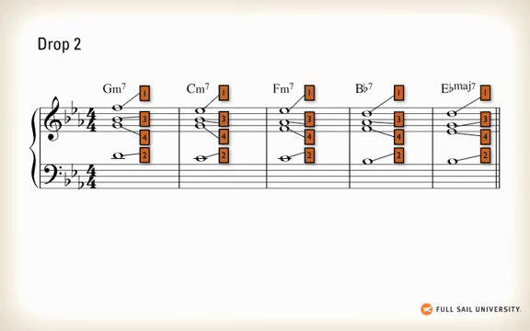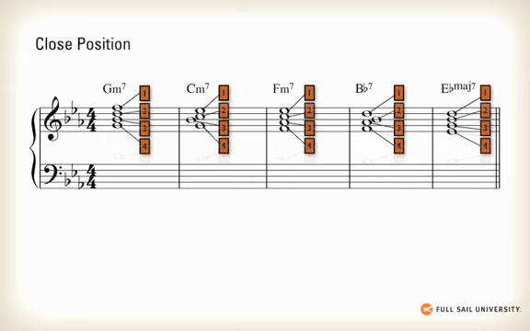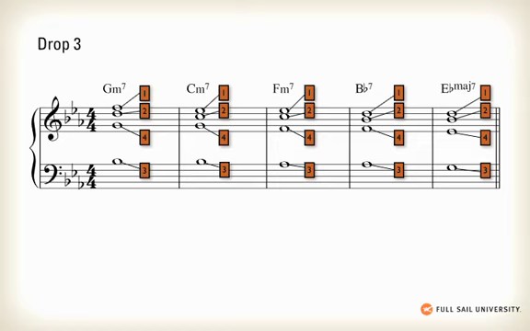Now let's get an even more open sound by applying the drop 3 voicing. First, we return all chords to close position. Then we take the third pitch from the top and drop it down an octave like this.